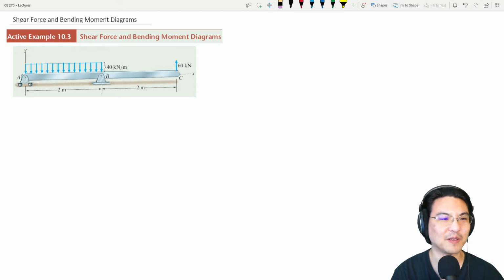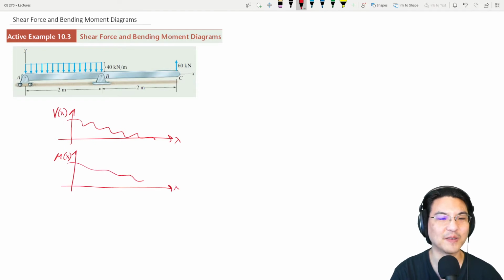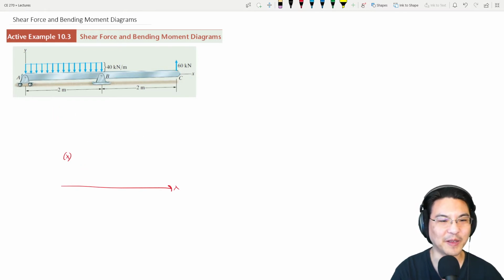So this beam is along an axis over here, the x-axis. Let's say we want the shear force as a function of x, whatever that looks like. We want the bending moment as a function of x, whatever that looks like, for every point along the entire axis. Okay, so how do we do that?